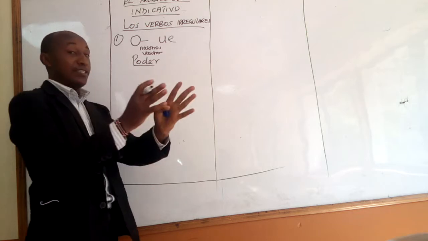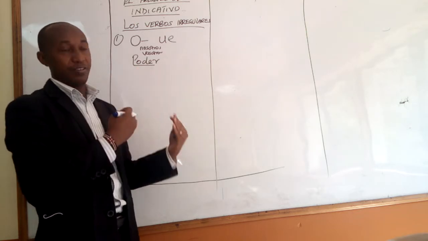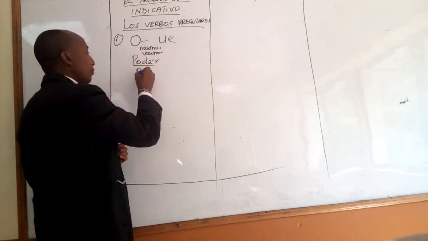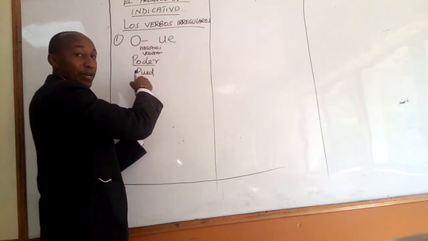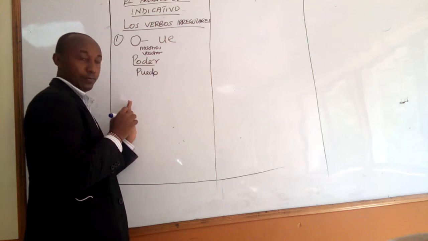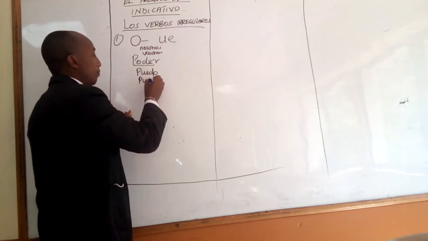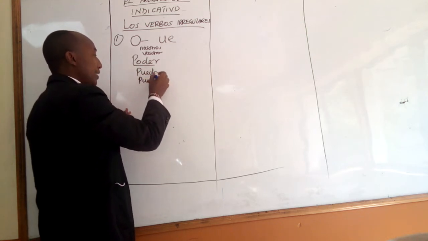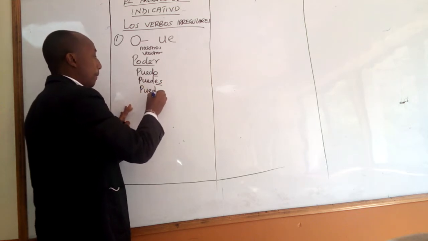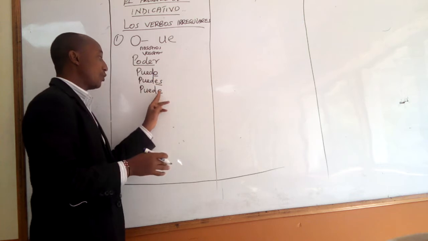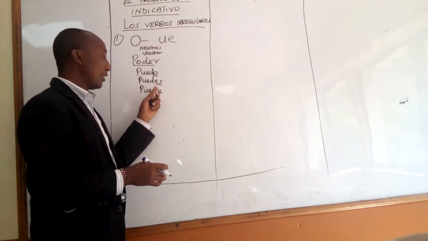We're going to use the endings for AR, the ones that I showed you in the previous lesson. So the stem is pod, and the O changes to UE in the stem. So I have puedo, puedes, and puede. Remember, these are the endings for AR.